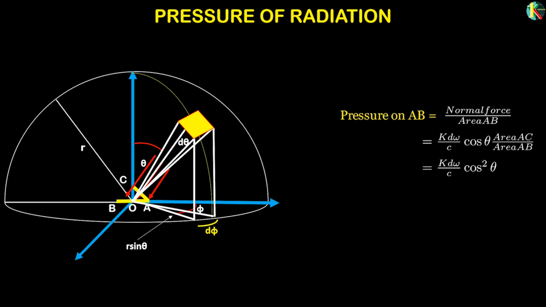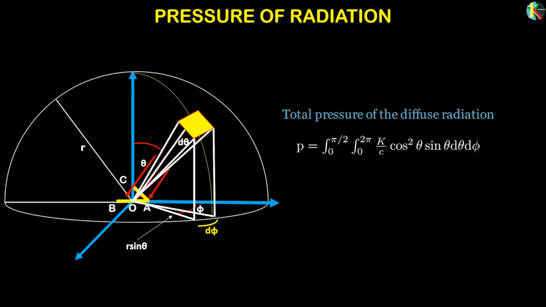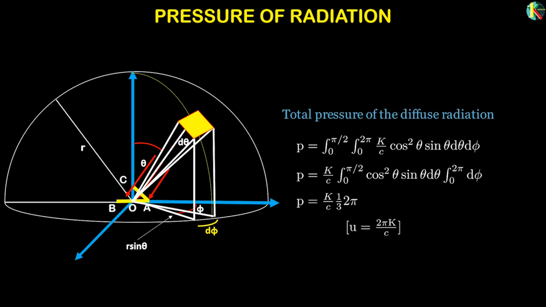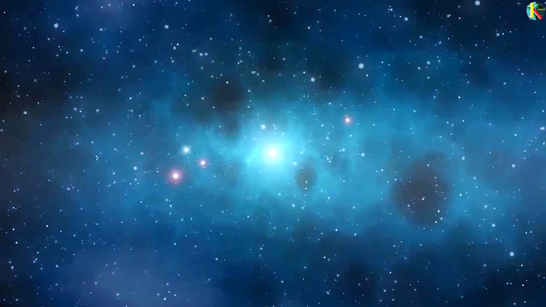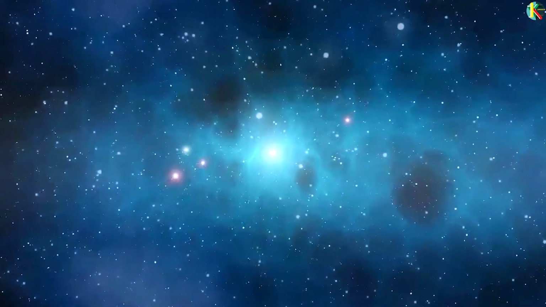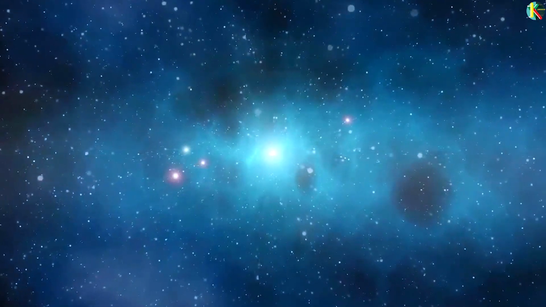Integrating this over the entire hemisphere, we obtain the total pressure P of the diffuse radiation. But the energy density U in this case is given by 2 pi k by c. This happens because energy from one hemisphere is incident on AB, so the incident radiation pressure is given by this formula. But the dependence of total radiation from a radiator on its temperature was still to be found.